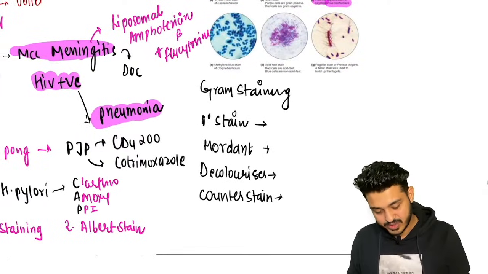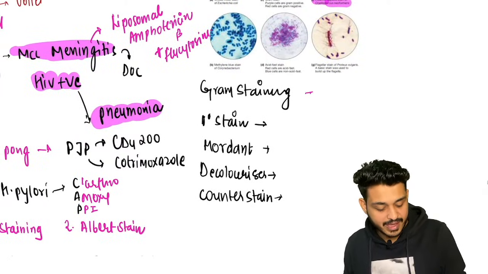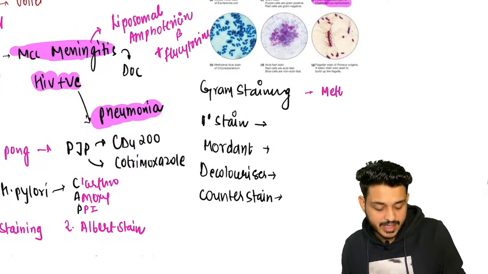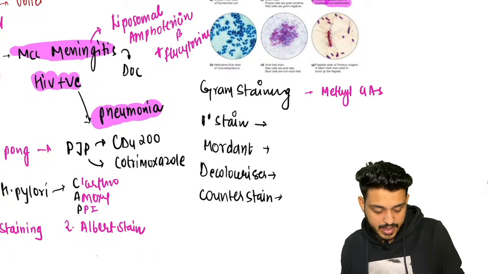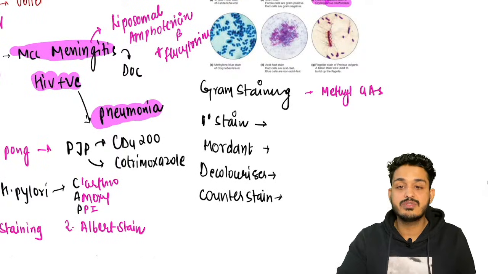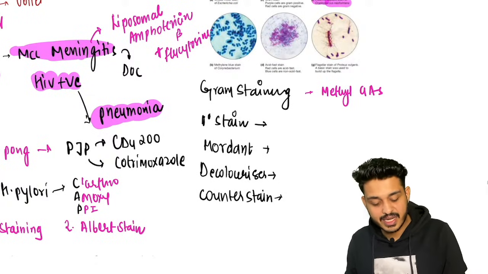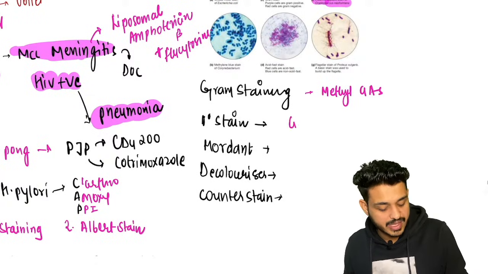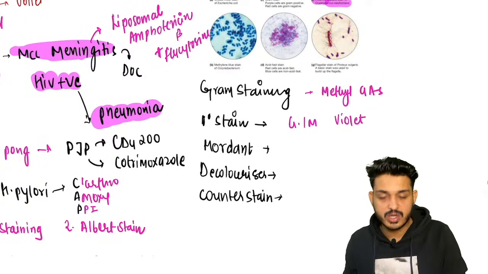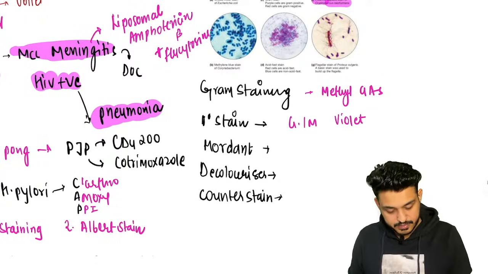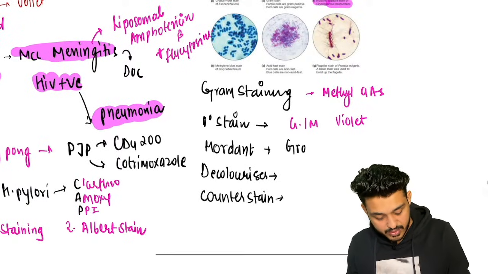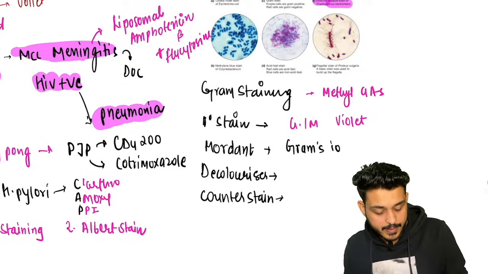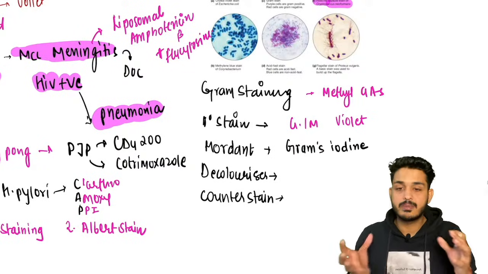Gram staining, the process they are asking, what is the mnemonic we are having? The mnemonic is methyl gas, right? So what are the things you are going to add on? First, you are going to take the sample. Primary color is always going to be what? Methyl violet or gentian violet. Remember, primary color is always going to be violet or purple color. Then you are going to add on what? Fixator. This is going to be your G for Gram's iodine. Gram's iodine for the fixation purpose, for the mordant.